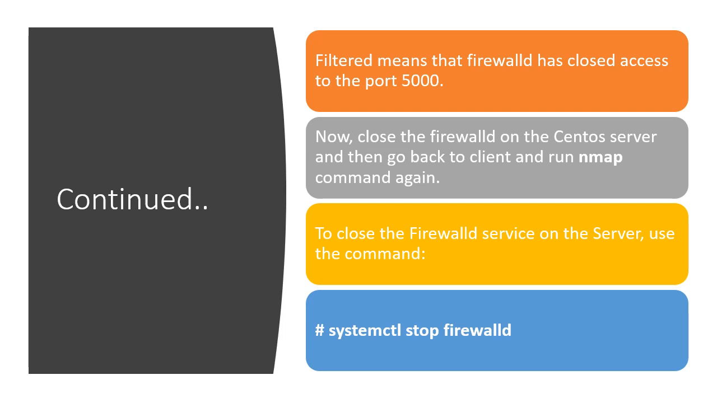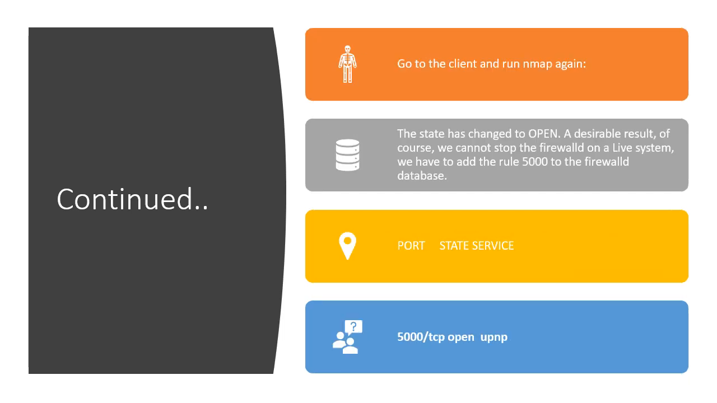Now, stop firewalld on the CentOS server and then go back to the client and run the nmap command again. To stop the firewalld service on the server, use the command systemctl stop firewalld. This is the command that you enter on the server where you are running the nc command. Now go to the client and run nmap again. The state has changed to open, a desirable result, of course, because we cannot stop firewalld on a live system. We have to add this rule for port 5000 to the firewalld database.